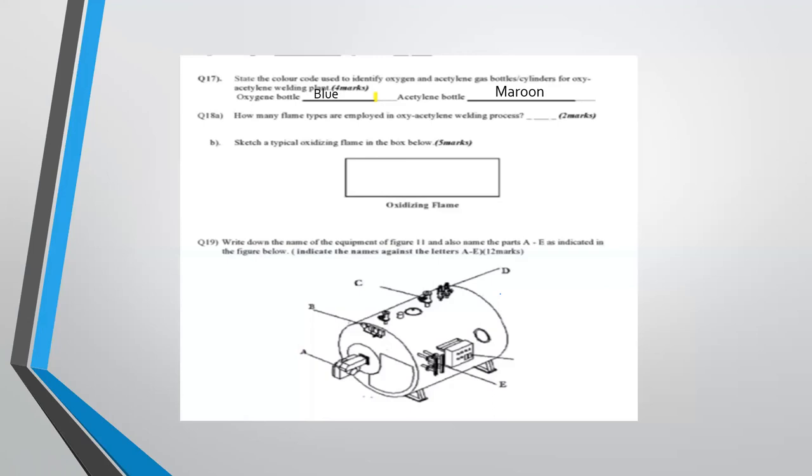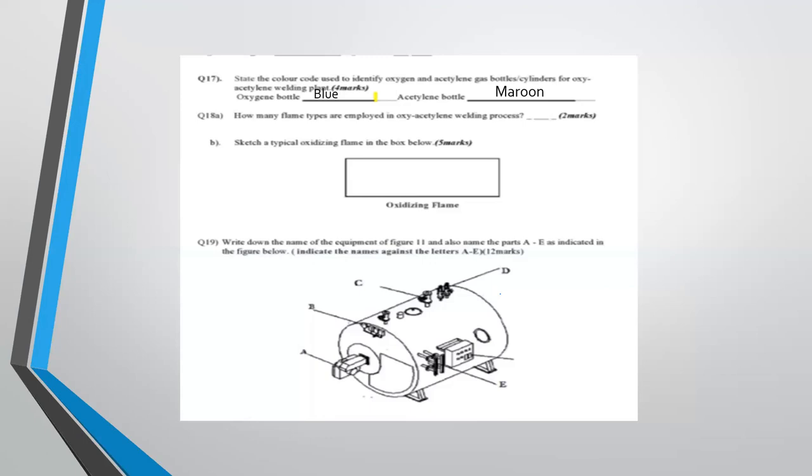For carburizing, you open more acetylene than oxygen. So carburizing, because you open more acetylene than oxygen, is used for hardening purposes. And oxidizing is used for brazing purposes. And the last type of flame is the neutral flame. What does the neutral flame use? You open an equal amount of oxygen and acetylene. That's why it's called neutral. So neutral flame, open equal amounts. Oxidizing flame, open more oxygen than acetylene. Carburizing flame, you open more acetylene than oxygen.